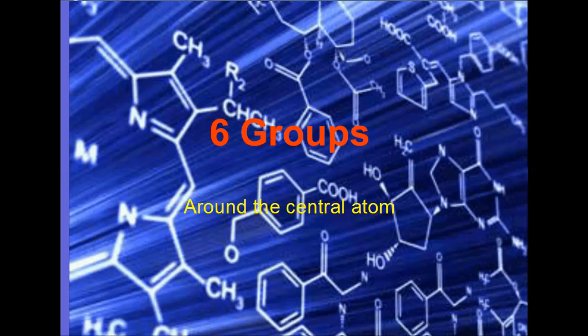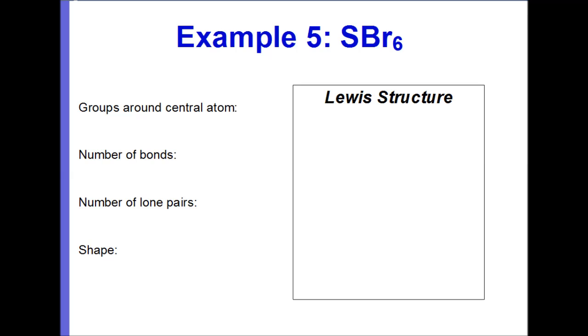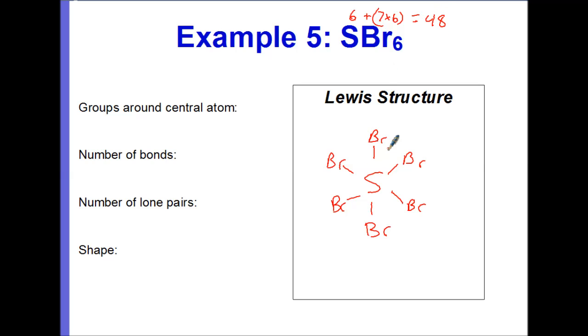Let's take a look at 6 groups around the central atom. For this one, we are going to put sulfur in the center and bond 6 bromines around it. Let's figure out how many valence electrons I'm supposed to have. There's 6 right here, plus 7 times 6, which is 42, plus 6, so I'm supposed to have 48 valence electrons. Each bromine only needs 6 dots, so I'm going to pause the video, fill in my valence electrons, and then come back.